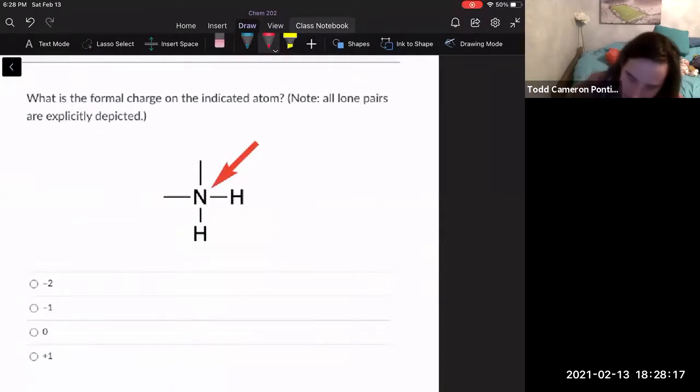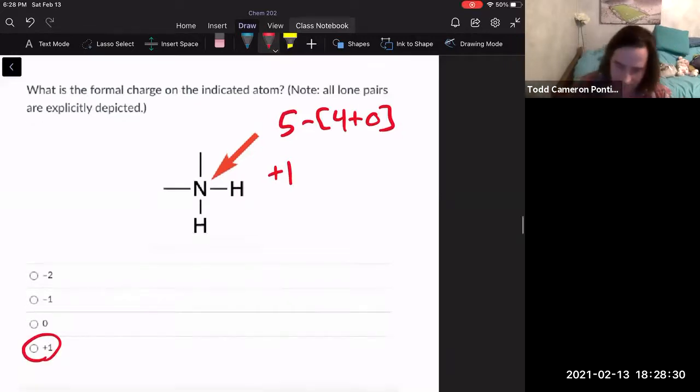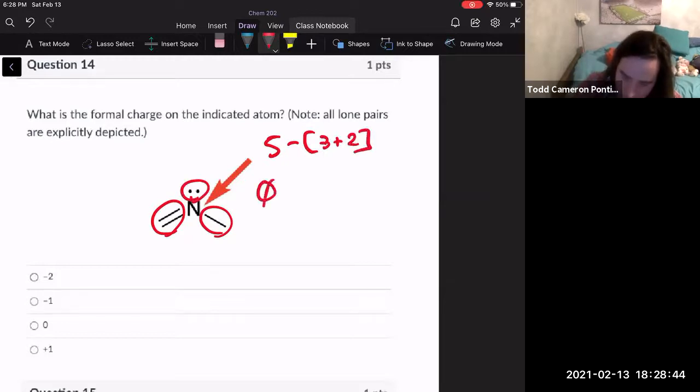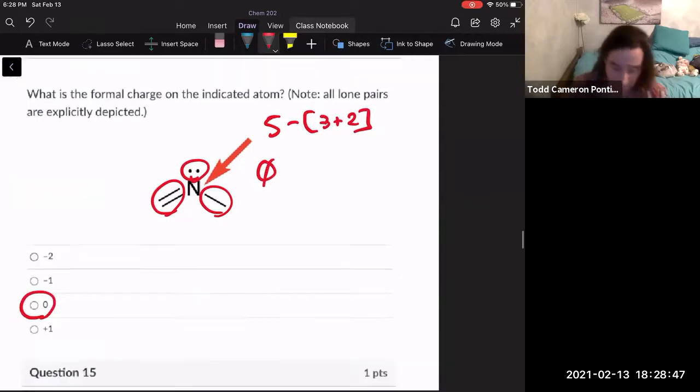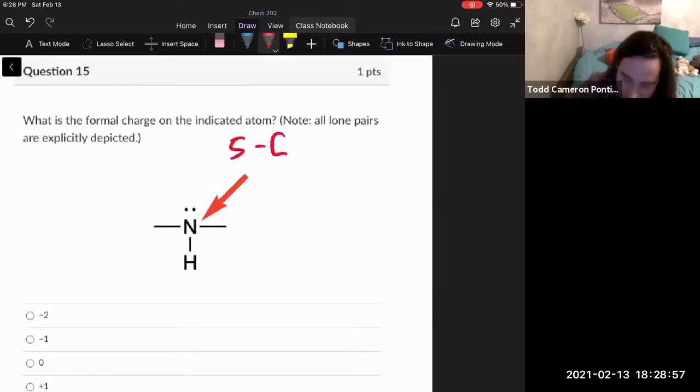Okay, up next we have nitrogen, which is group 5 minus, and there are 4 bonds. 4 bonds and 0 non-bonding electrons. So this is going to be +1. Anytime a nitrogen has 4 bonds on it, it's going to have a +1 formal charge. All right, we have another one. So nitrogen, again, is group 5 minus. There are 1, 2, 3 bonds, plus, and then 2 non-bonding electrons. So this actually has a neutral formal charge, 0. Okay, cool. And then we have, sorry, there wasn't much variety with these last two. This one has a formal charge equal to 5 minus, and again, there are 3 bonds and 2 non-bonding electrons. So this one's also 0. Great.